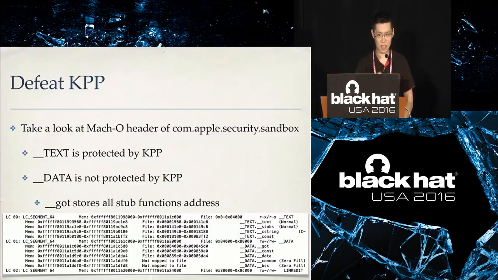This actually is marked as RW. That means you can modify this area of memory. And what is this used for? Actually, this section is used to store all the stub function addresses. We'll talk about this later.